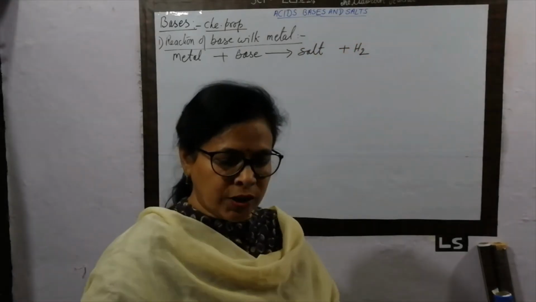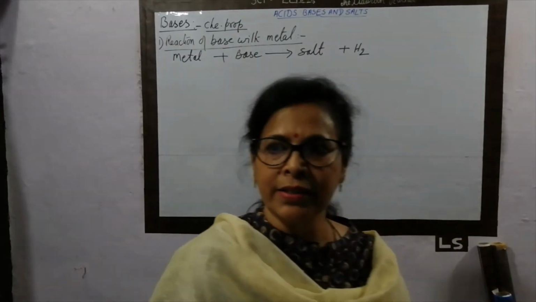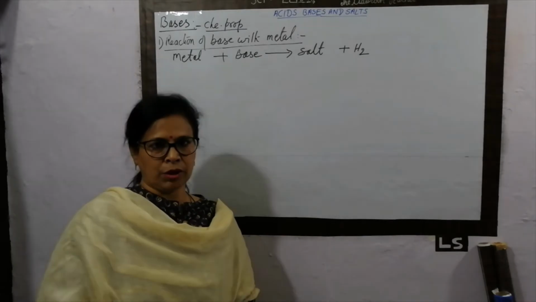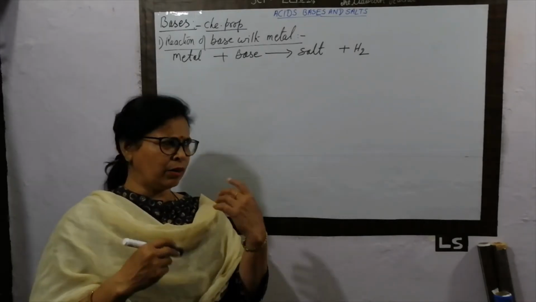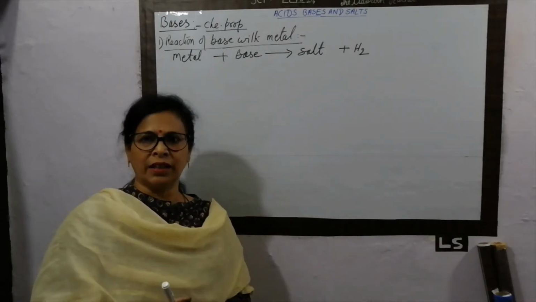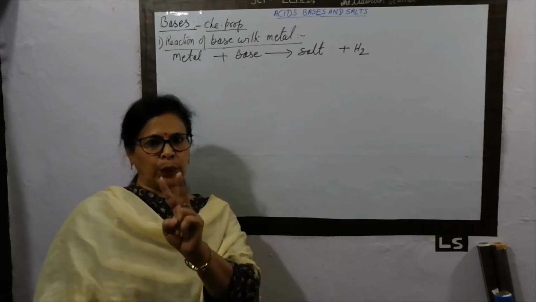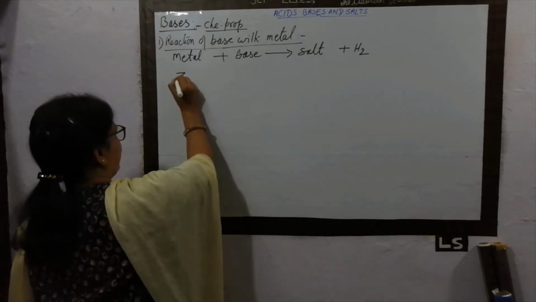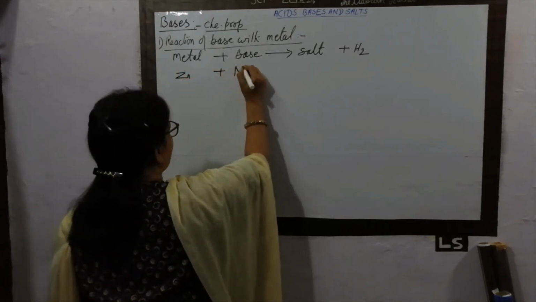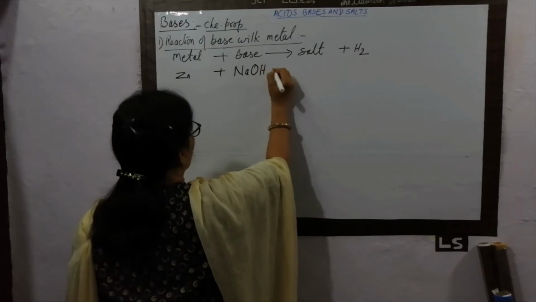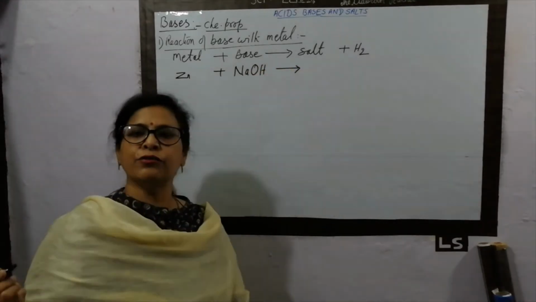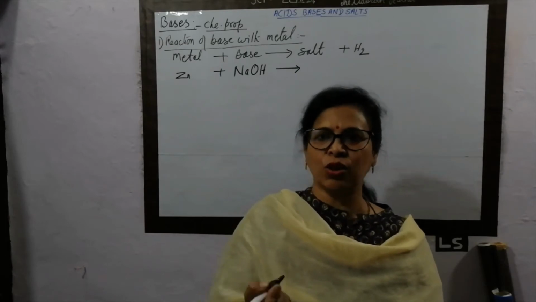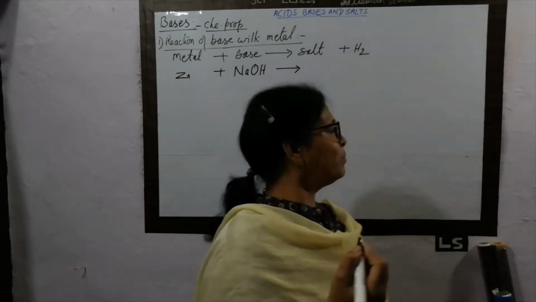Here this equation is very much important. Why is this equation important? Because the salt which is formed is not a normal salt. It is something different as compared to the acid. So you must remember two equations in this sequence. First, the metal is zinc. When zinc combines with the base sodium hydroxide, the salt which is formed is called sodium zincate.